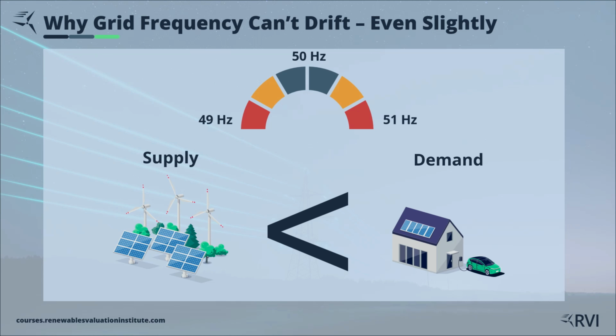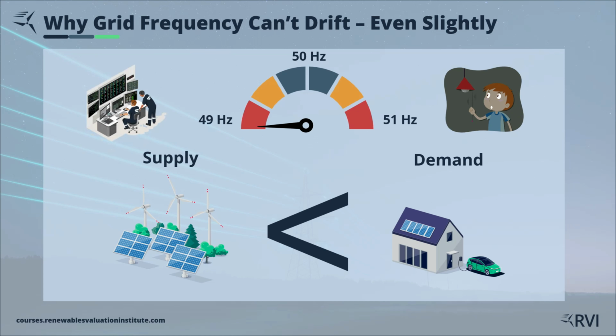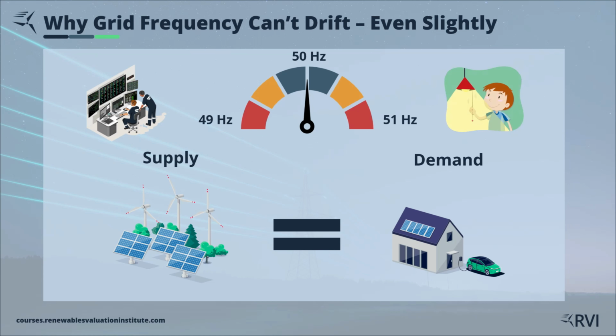If frequency drops too far, it can trigger automatic protections or even large-scale blackouts. That's why system operators monitor frequency every second. Their job is to keep it perfectly in sync to ensure the grid stays stable and the lights stay on.